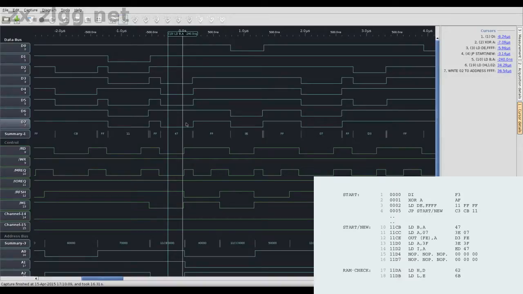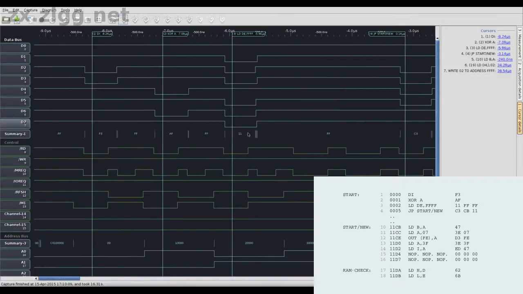I've added cursors for a few other notable points, so if I scroll over to the left, to a time a bit before the trigger time, then the first cursor here is when the CPU retrieved the very first instruction from address 0, that's the instruction at line 1 of the disassembly. I've also labelled the retrieval of the next few instructions.